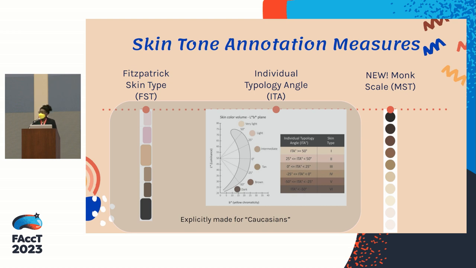However, CV practitioners have also recognized how limiting these scales were. And so the Monk scale that was proposed by Google very recently was an attempt to expand this scale to show the need for more expansive representation. However, as of today, this scale has not been publicly evaluated.